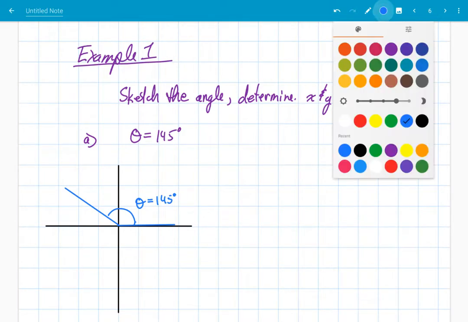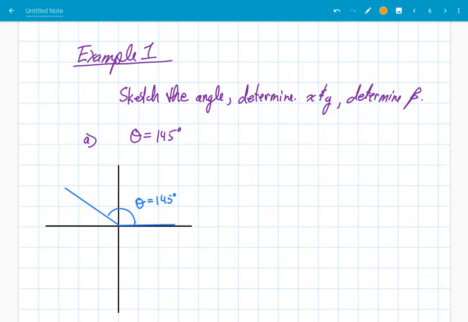Beta, I guess I can do that. Beta is to the nearest x-axis, not the nearest axis in general, not the nearest positive x-axis, the nearest x-axis, so right here. And it's always an acute angle, 0 to 90. So to get beta is 180 minus 145, which is 35 degrees. So our related acute angle, beta, is 35 degrees, so we did that.